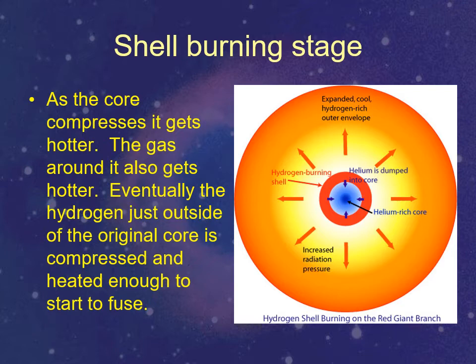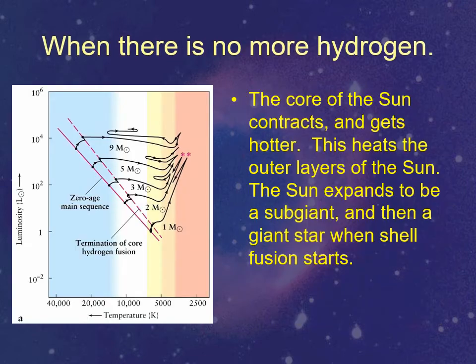The outer layers of the sun massively expand outwards, and when they do, they really cool off. And so the sun at this point, while it's fusing in that shell, really expands and becomes what we call a red giant. So the outer part gets really big and really cool, and becomes a red giant. The sun does this, and pretty much all the other stars do too.